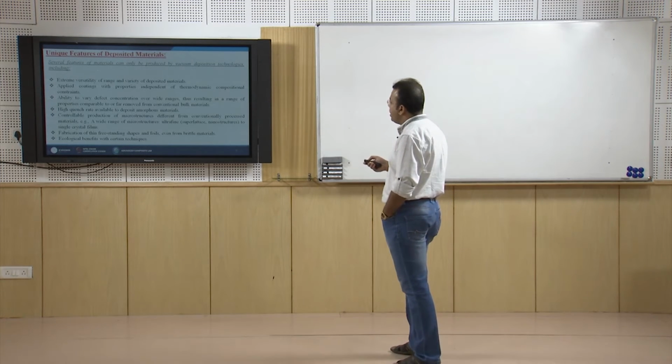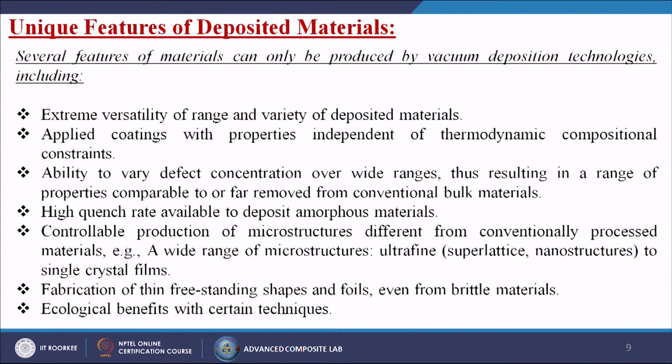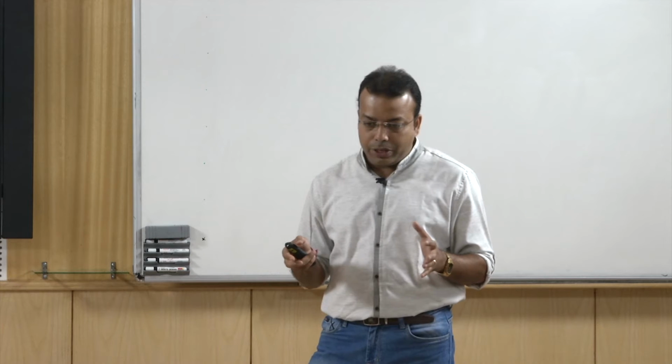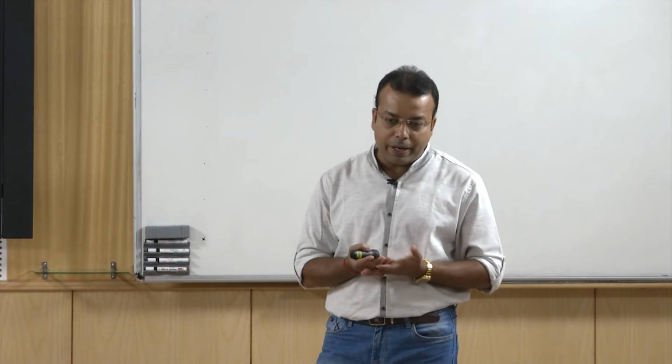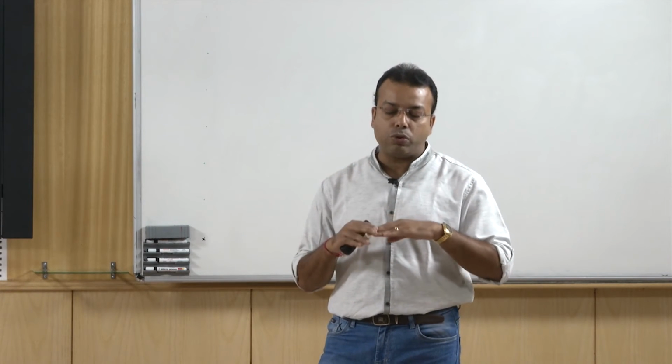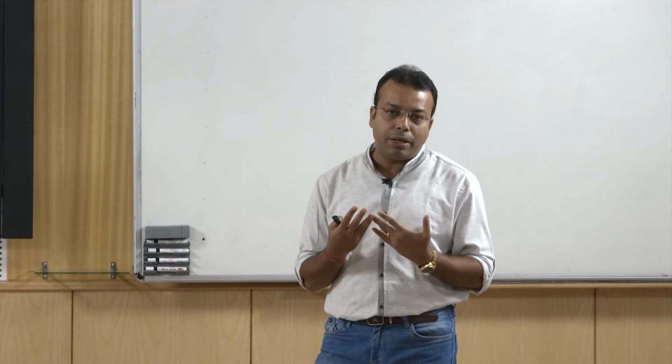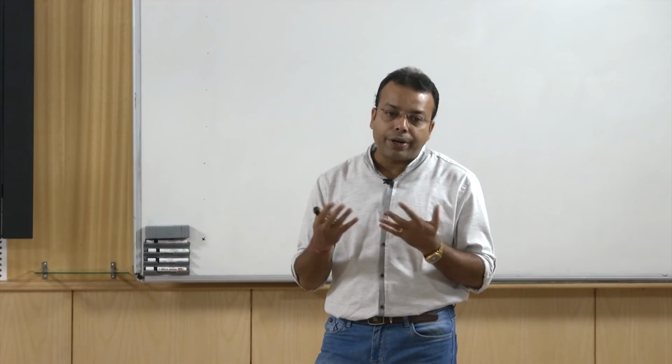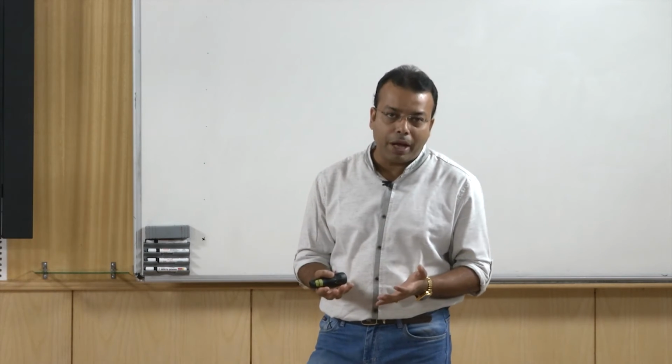So, several features of materials can only be produced by vacuum deposition technologies, including extreme versatility of range and variety of deposited materials, applied coatings with properties independent of thermodynamic compositional constraints, and the ability to vary defect concentration over a wide range, thus resulting in a range of properties comparable to or far removed from conventional bulk materials. That means you can change the material properties, or you can do certain kind of repair on the material surfaces, or if a surface behaves abnormally, you can change it so that it can be reactive or inert with the environment too.